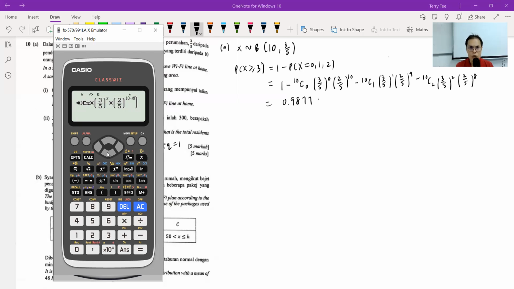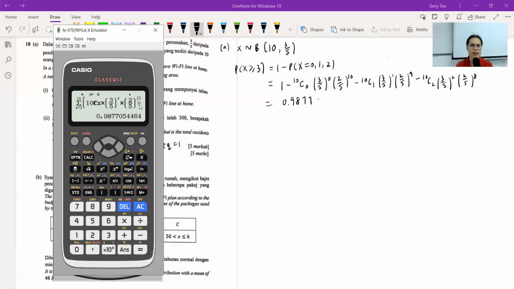So in a way, this is shorter because you don't have to do a lot of work. We want from 3 to 10. So when you type in the calculator, you type the function once, but leave it in terms of X. Then you key in the X value that we want. We want from 3 to 10. You press equals. Can you see 0.9877?